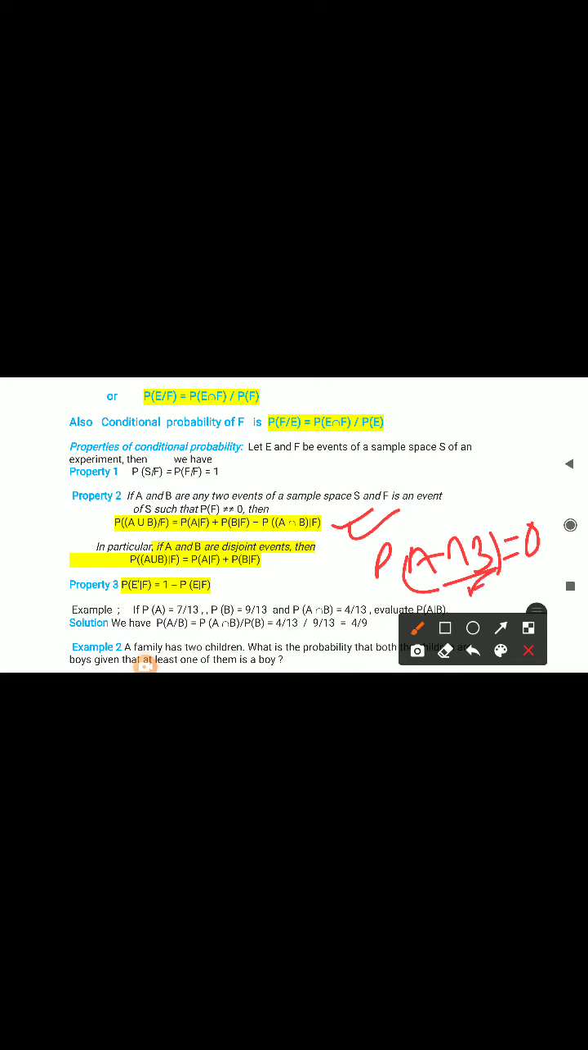Now there is property number 3: P(E complement|F) is equal to 1 minus P(E|F). This is property number 3.